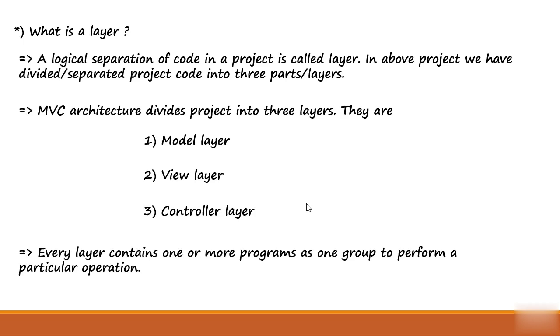Every layer contains one or more programs as one group to perform a particular operation. The model layer contains some programs, the view layer contains some programs, and the controller layer contains some programs, each as one group to perform a particular operation.